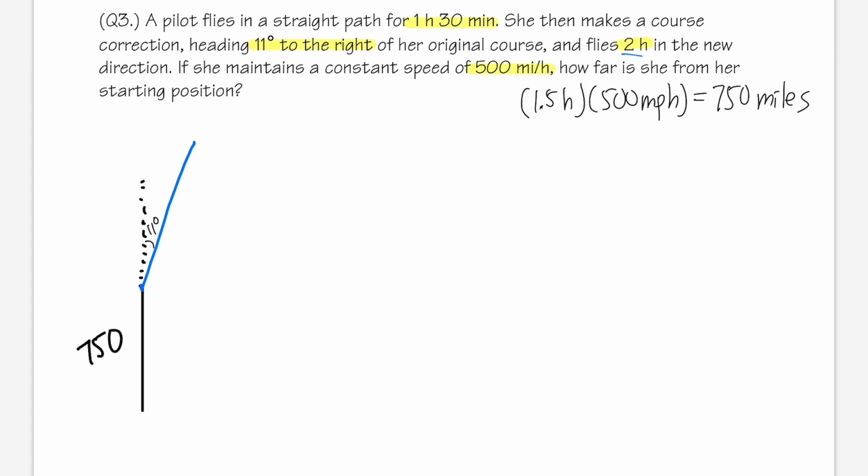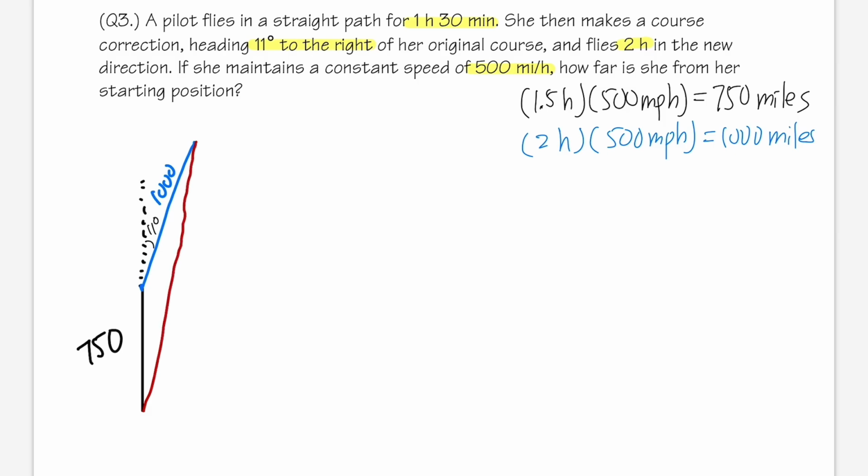For the blue part, we have gone for 2 hours. So same thing. 2 hours times 500 miles per hour, and that will be 1000 miles. So we can just now label the blue part as 1000. And the question is asking us, we want to go from the starting to here, and we have to find out the distance. So we just want the red part.